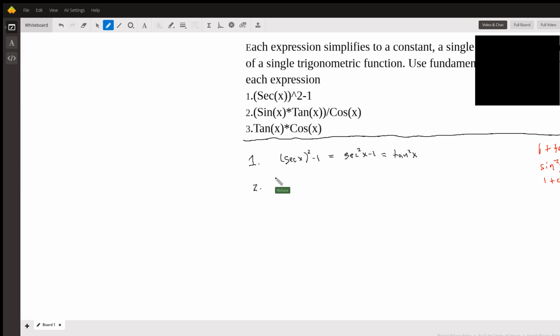Okay, the next one is sine x tan x over cosine x. And for that we're going to use another identity, and this one you should have learned earlier. So the tangent of x, and this is used a lot, is sine x over cosine x.